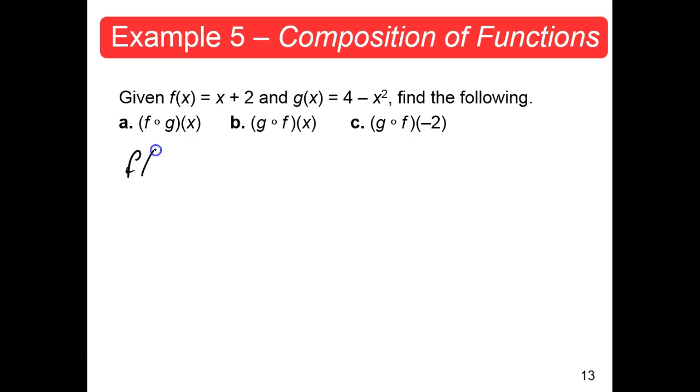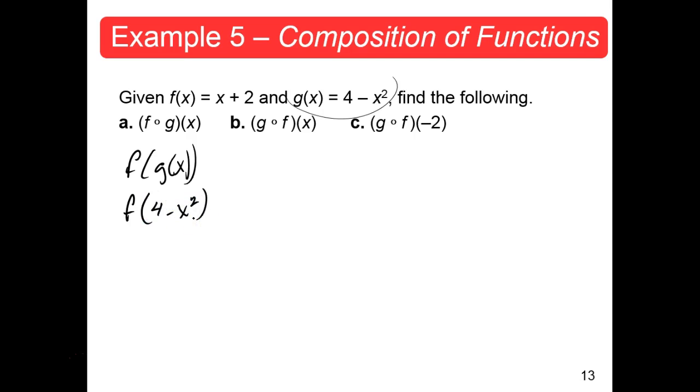F of G of X, close. That's what it means. That's what F composed with G means. F of G of X. So what do we put first? Always go with the inside first. So leave the F alone. And G of X is what? 4 minus X squared.